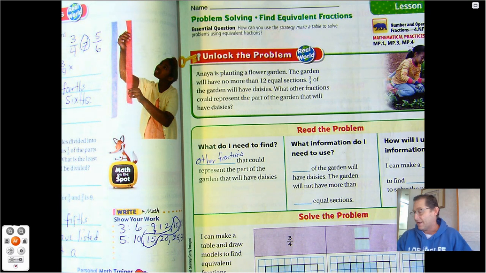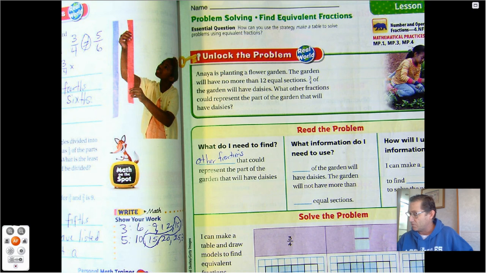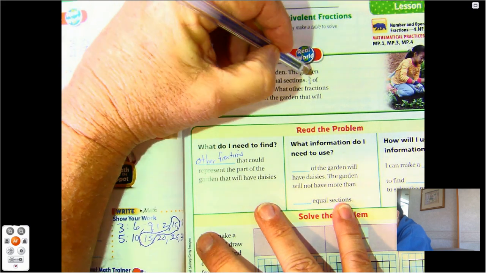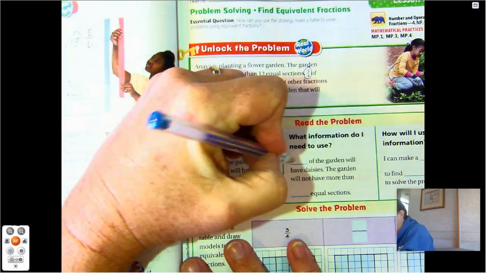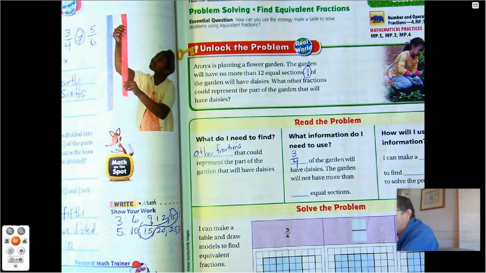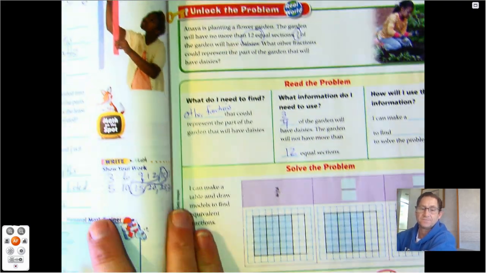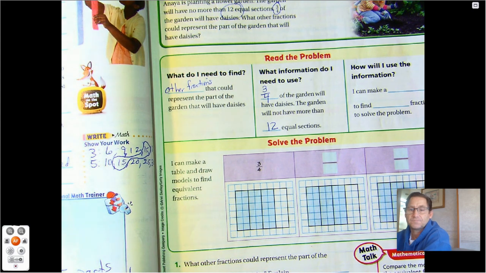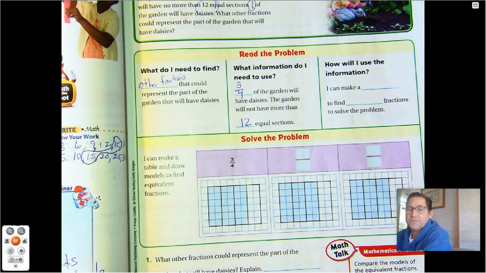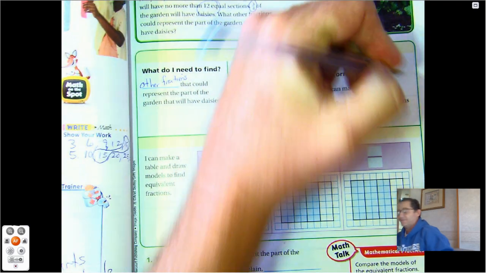Okay, and then what information do you need to use to solve this problem? 3/4 of the garden will have daisies. The garden will not have more than 12 sections. So 3/4 of the garden will have daisies, but the garden will not have more than 12 equal sections. How will you use the information? I can make a table to find equivalent fractions.